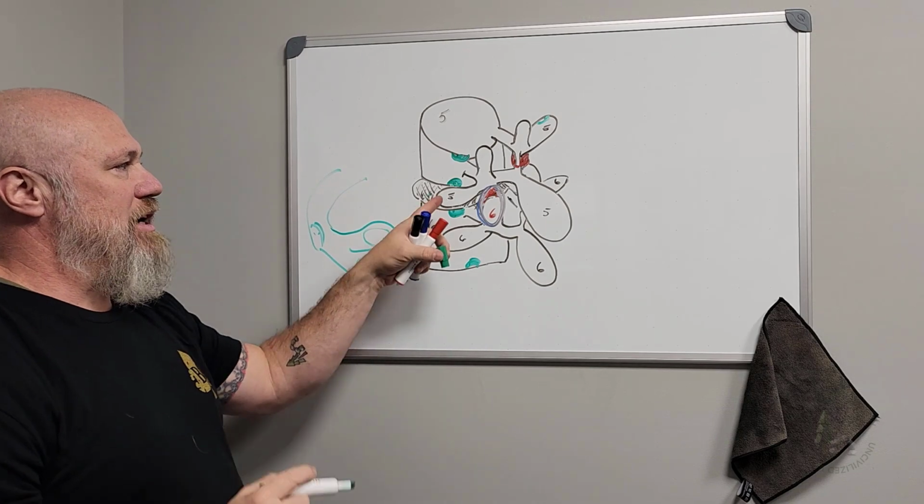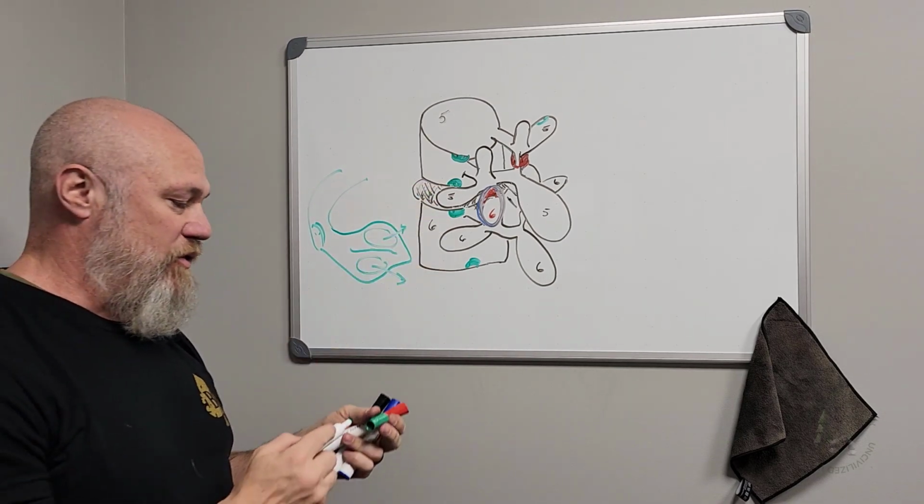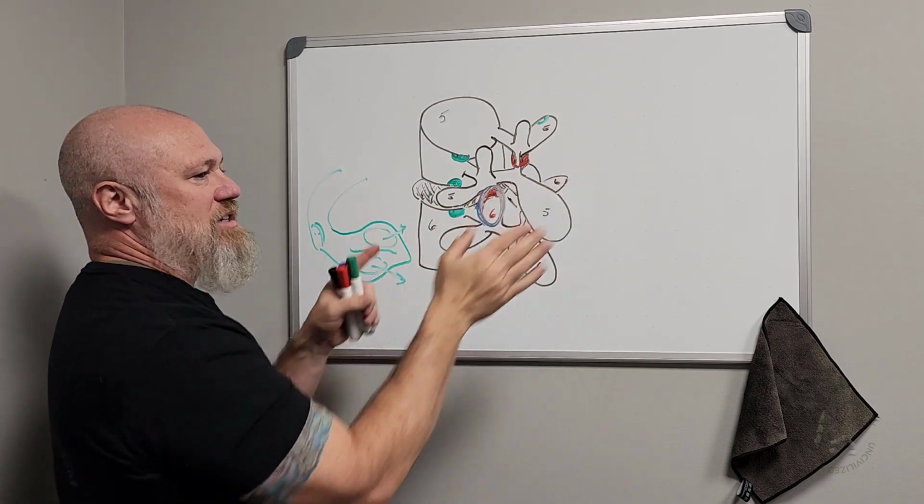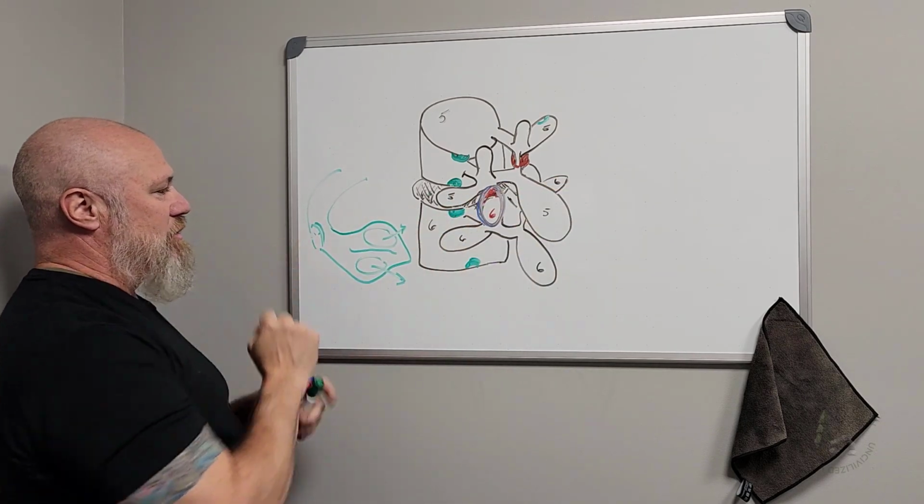So the transverse process, besides being just muscle attachment, at least in the thoracic region, is going to provide sort of a strut for the angle of the rib where it articulates.